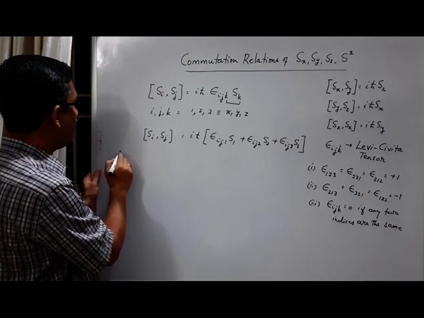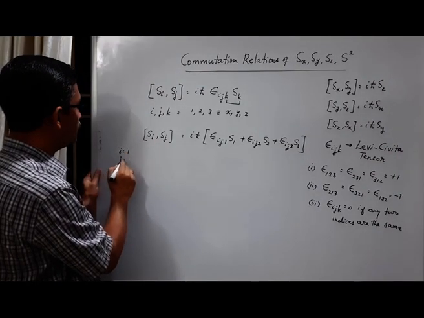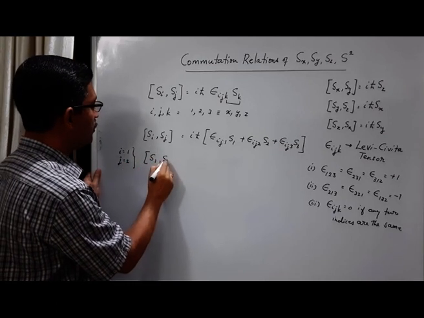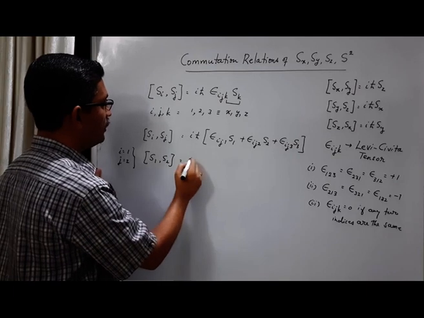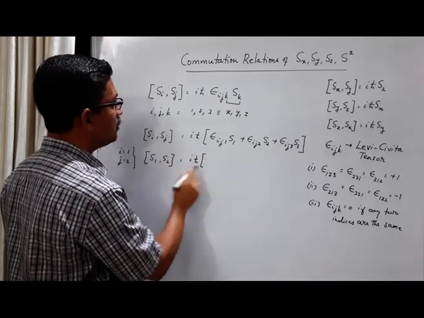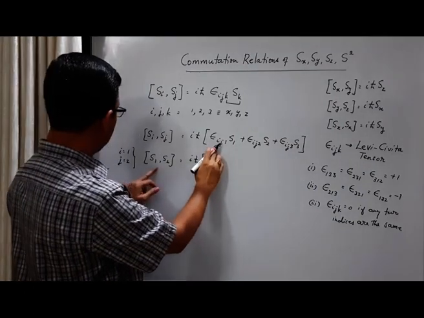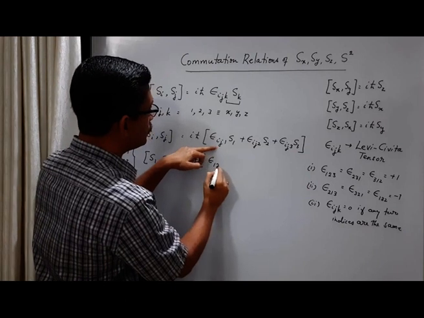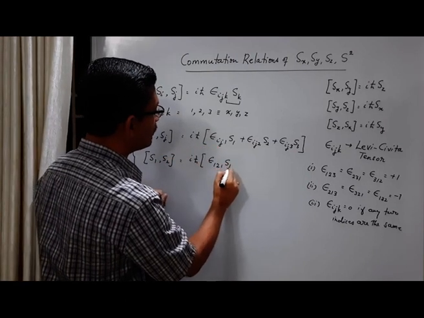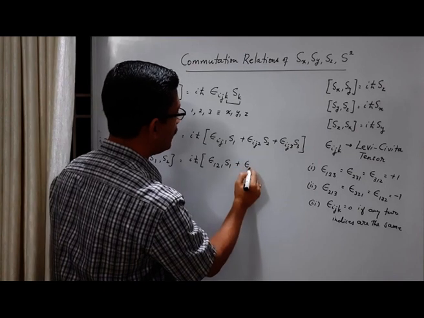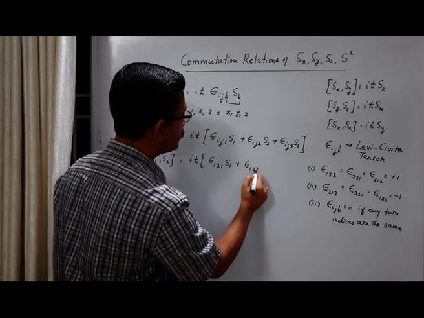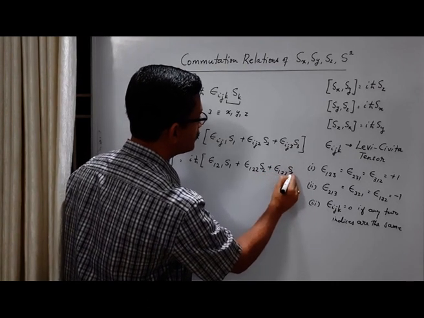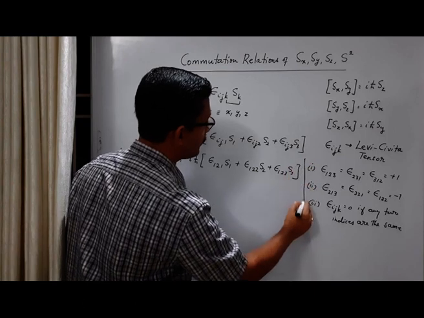Okay, let us take i is equal to 1 and j is equal to 2. Then what do you get? S1 comma S2. Let us substitute that. So i equal to 1, j equal to 2. Then what do you get? Epsilon, put i equal to 1, j equal to 2, then already you have a 1 here, then here i equal to 1, j equal to 2, then you have a 2 here, epsilon 1, 2, 3, S3.